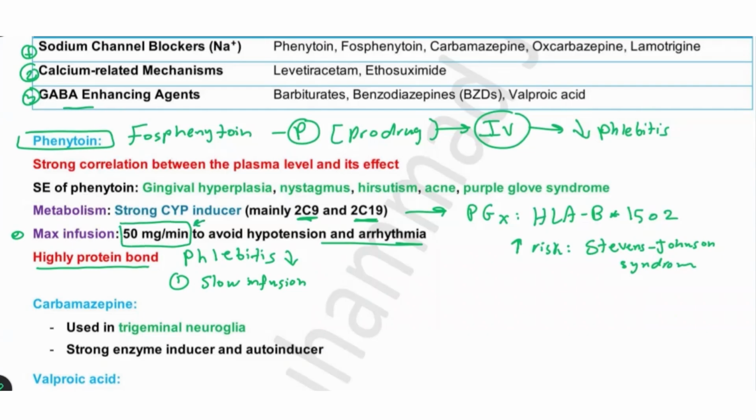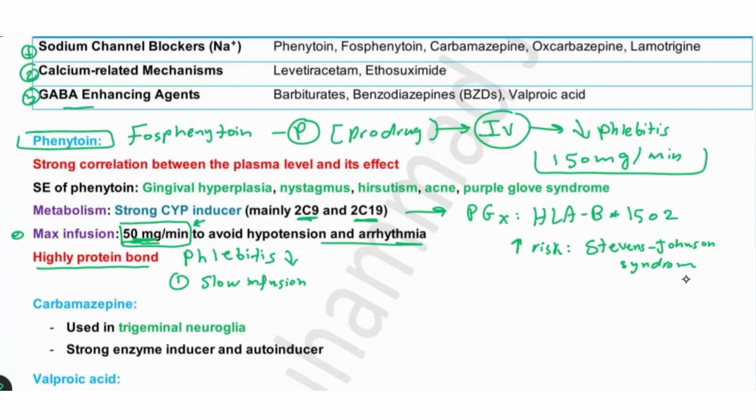So this is the rate that you have to infuse these drugs slowly. So the safe infusion rate is a maximum of 50 milligrams per minute. And for phosphophenytoin, you can go up to 150 milligrams per minute, because remember that phosphophenytoin has the phosphate group, which makes it less irritant. So the infusion rate can go up to 150 milligrams per minute. But just to be safe, to avoid these side effects, it is 50 milligrams per minute.